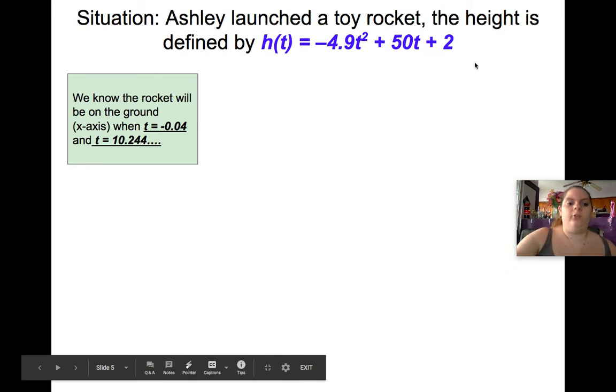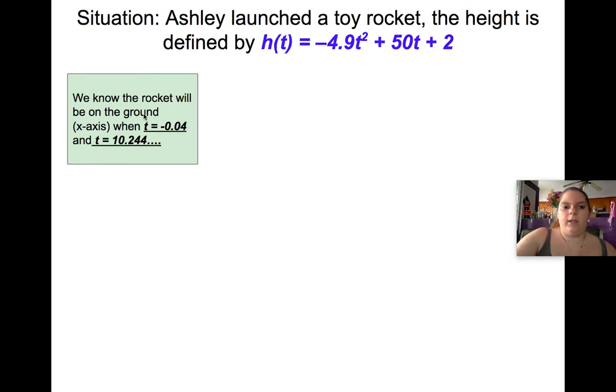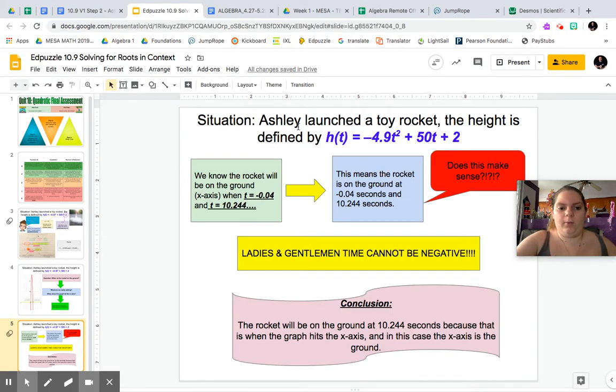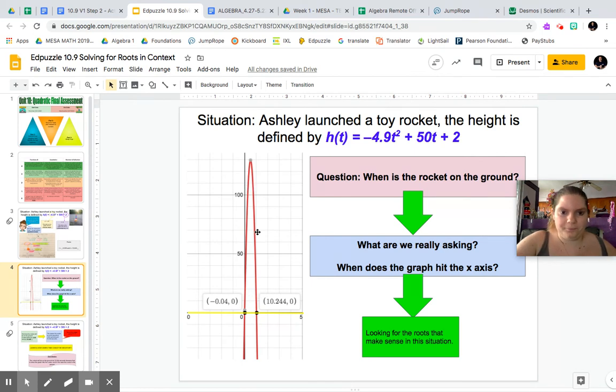All right, so we know the rocket will be on the ground. It's touching the x-axis at the two roots that we saw, which was t equals negative 0.04 from the graph, and t equals 10.244, right? So this really means that the rocket is on the ground at negative 0.04 seconds and t equals 10.24 seconds. But I never explained how we got seconds, so let's go back for a second.